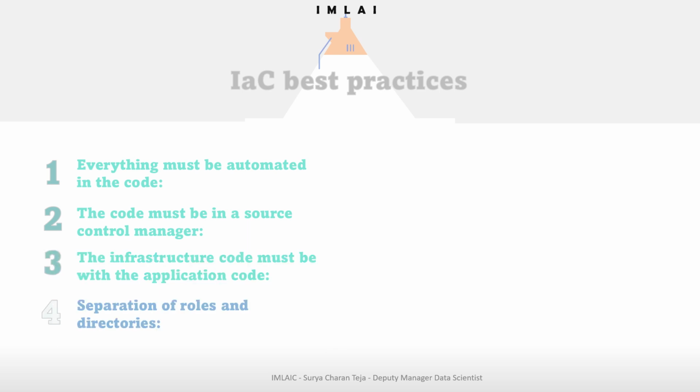And the fourth one is separation of roles and directories. It is good to separate the infrastructure code according to the role of the code. So you can create one directory for provisioning and configuring VMs, and another directory that will contain the code for testing the integration of the complete infrastructure.